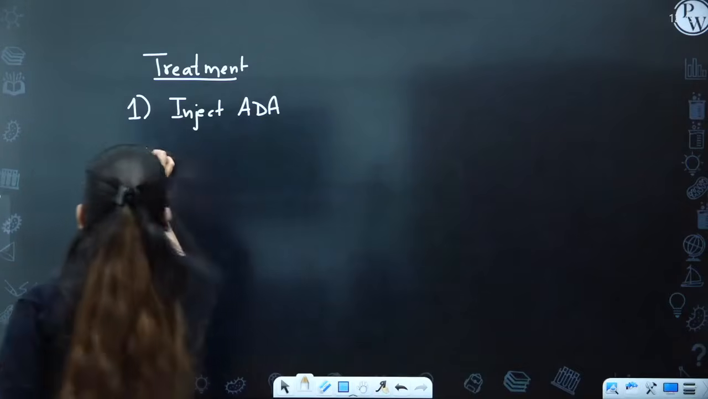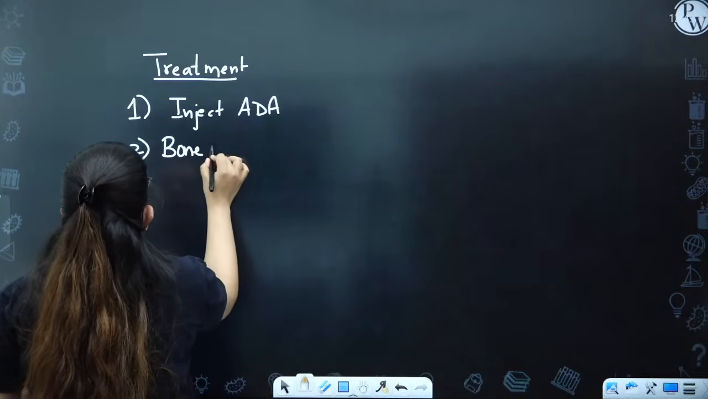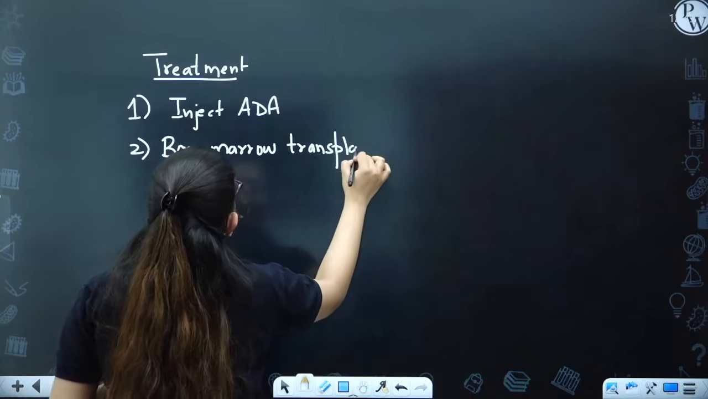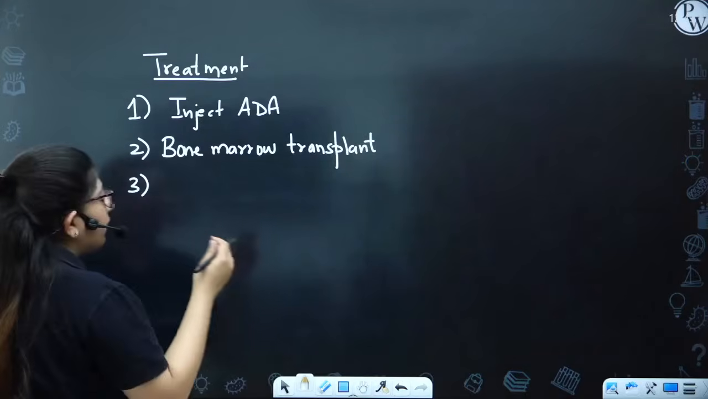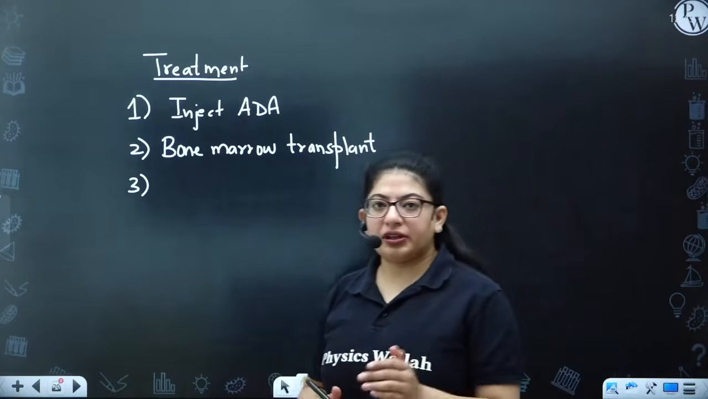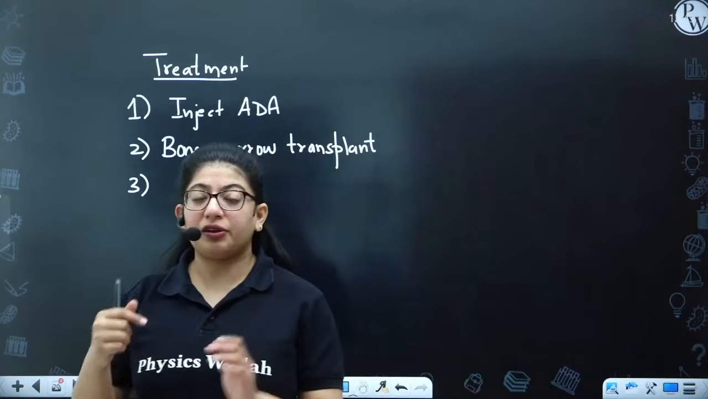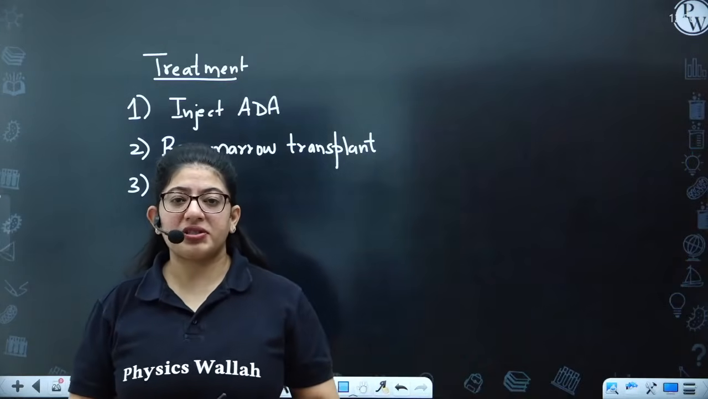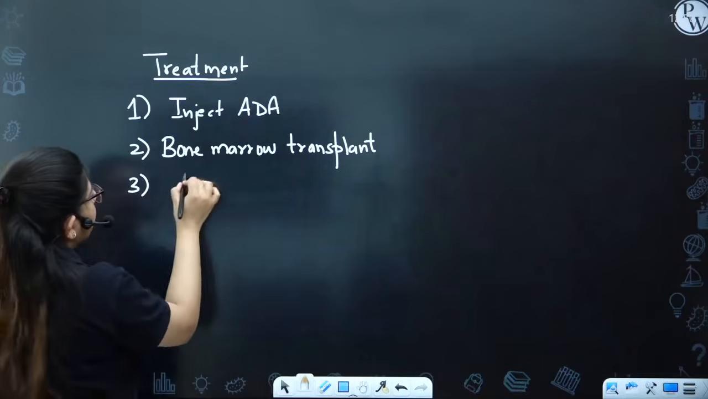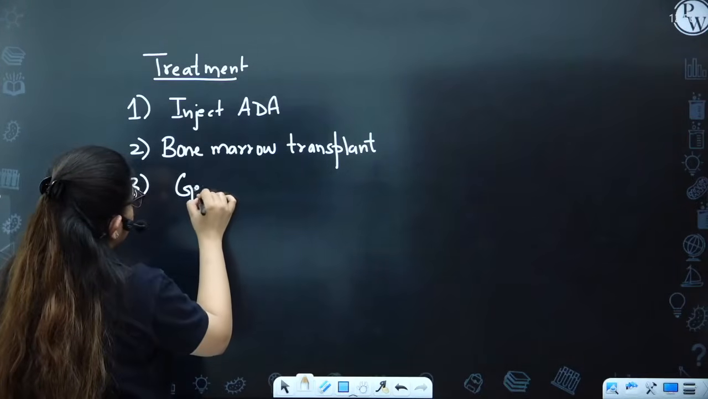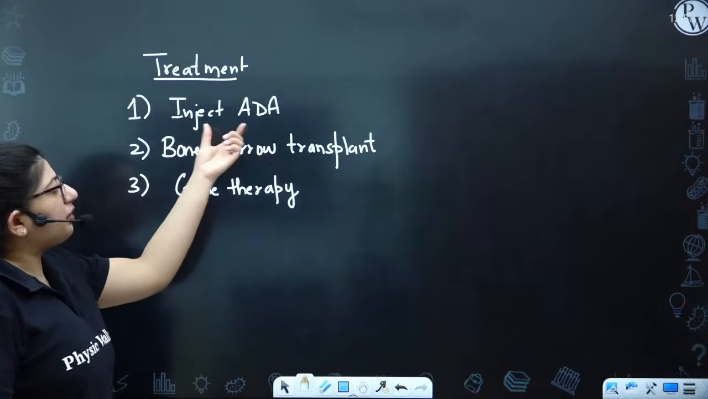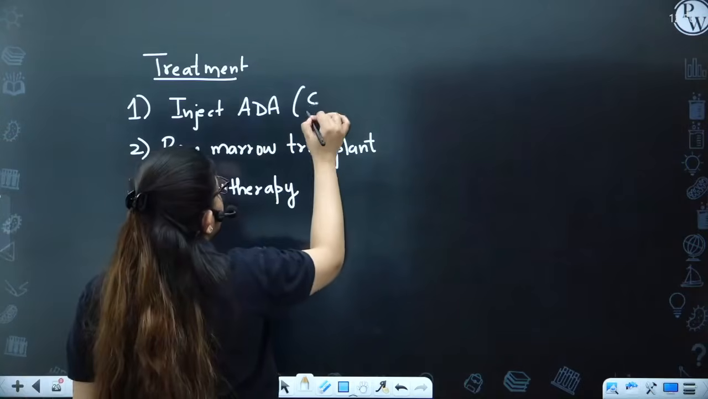Second, there is another option, the bone marrow transplant. It seems simple, but it's difficult because they are not able to get the transplant tissue easily. Bone marrow is not that easy. If a person donates bone marrow, it doesn't mean it will match the person who wants it. So there is a big challenge in this. And the third thing is that we can go for gene therapy. The therapy in which you inject the ADA is known as enzyme replacement therapy.